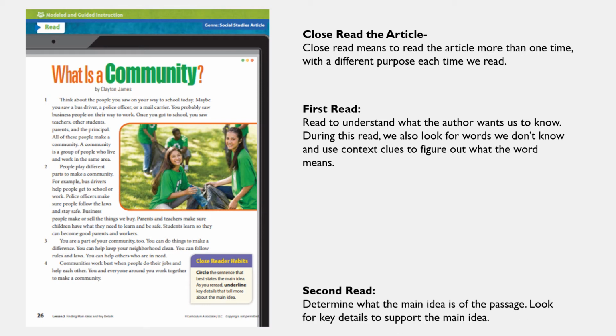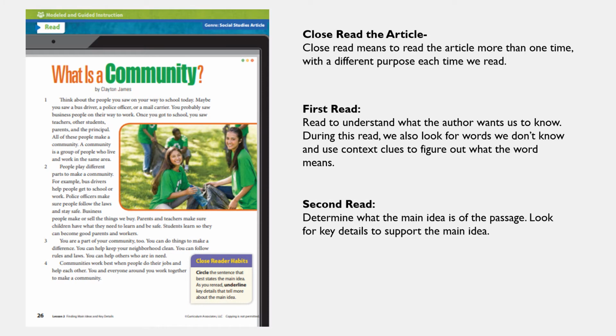The second time we read, we're going to look for the main idea of this passage. And then we're also going to look for more information about the main idea, which will be the key details, that is going to support the main idea. And the third time we read, we kind of scan through the text to either look for answers if we're answering questions about a text, or if we're going to write about it, which we will on this story, we're going to look for evidence to put into our writing.